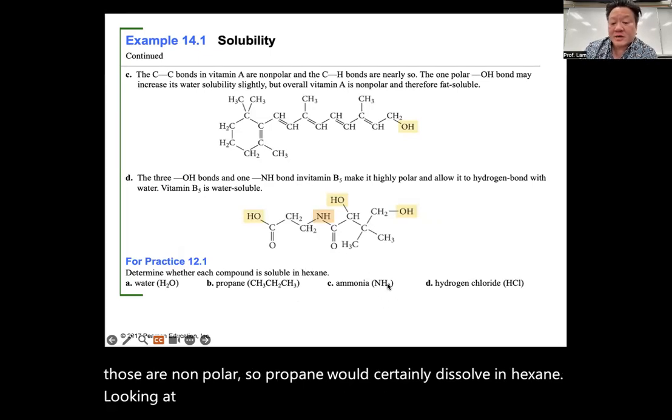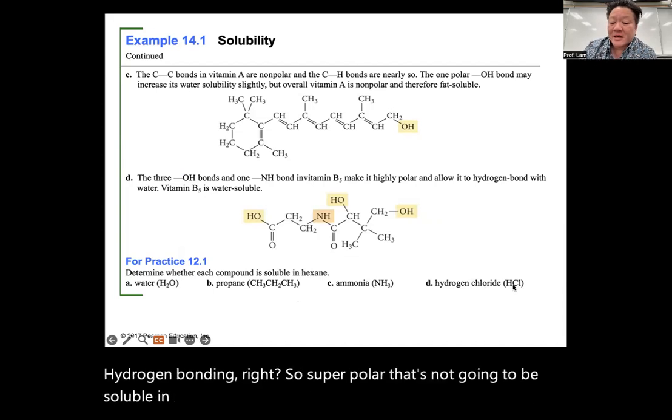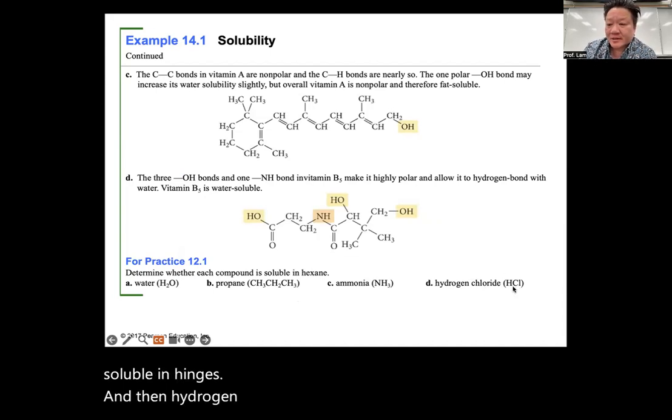Looking at ammonia, what kind of IMF? Mm, hydrogen bonding, right? So super polar. That's not going to be soluble in hexane. Right? And then hydrogen chloride. That's polar, so that's not going to be soluble in hexane.